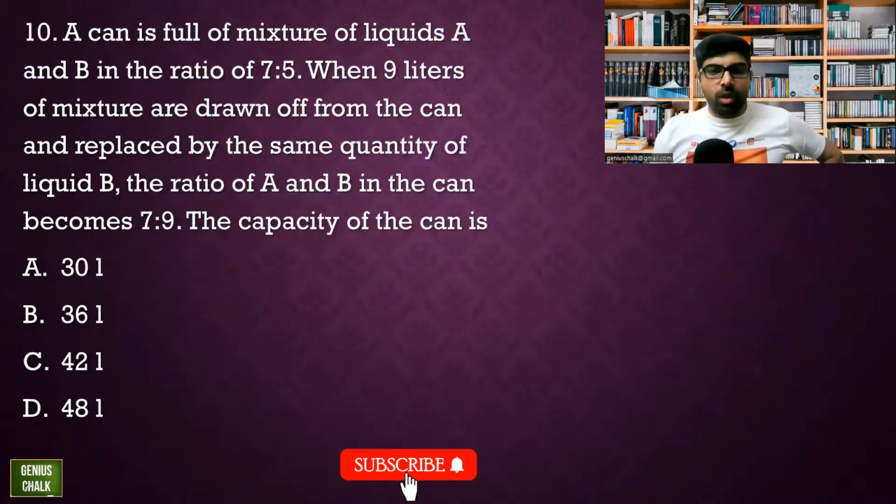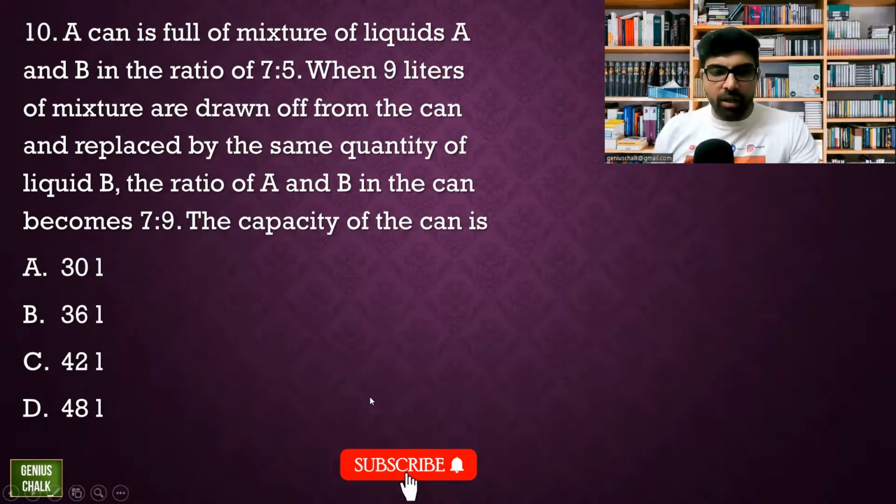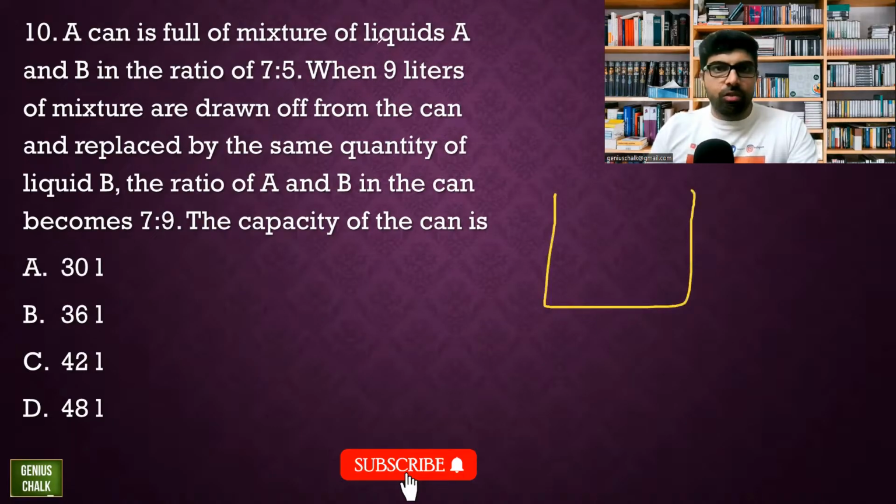Next. Now let's come to the next category, which is where we are taking the mixture out. Right now we are adding something pure, like pure water or pure milk. But now we will discuss the question where we will take the mixture out and replace it with some pure quantity, like water or whatever is the other quantity, maybe milk. So here we have a can. The can is full of a mixture of liquids A and B, and they are in the ratio 7:5.